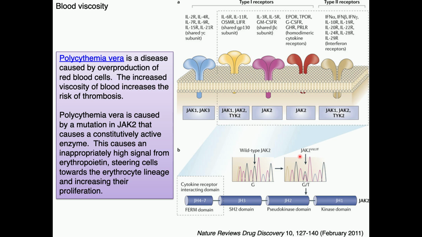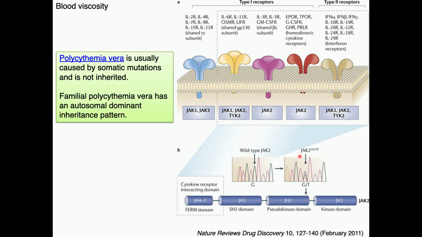So there are some inherited mutations that result in polycythemia vera, and these have autosomal dominant inheritance patterns. And those are much rarer than the majority of the cases, in which an acquired mutation in just some subset of the red blood cell precursors will precipitate this crisis. Okay, that's shown here. How would we treat polycythemia vera?